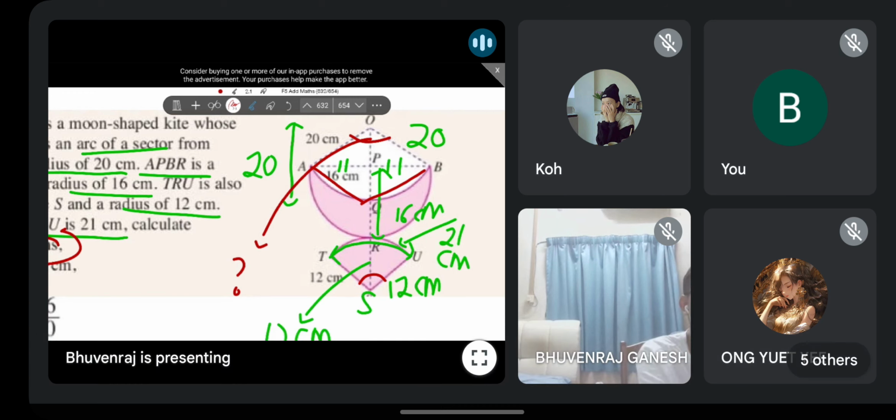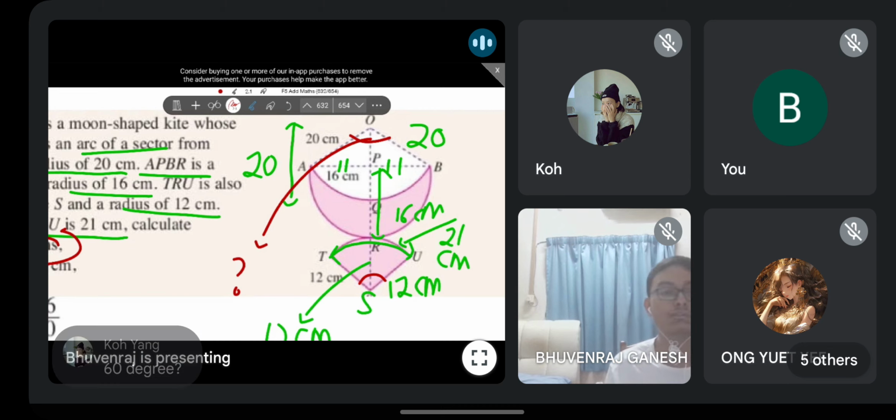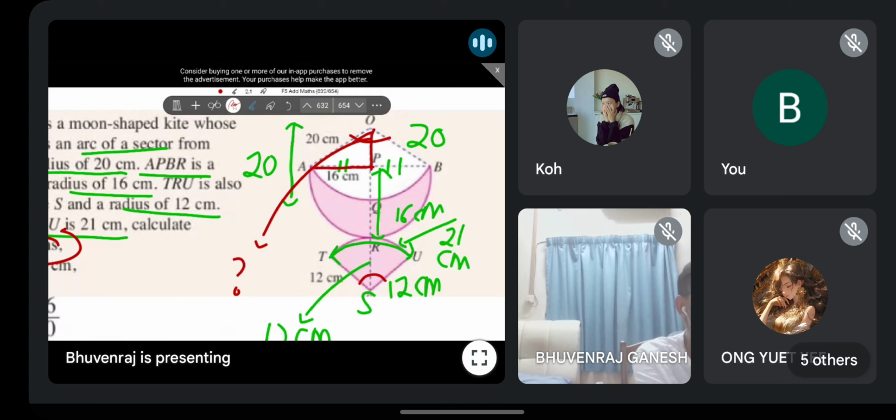So this method, your method is a bit long. Slightly long. So there is a faster method actually. Can you all think of a faster method besides this? We want to make our working as short as possible. 60 degrees. How do you get 60 degrees? Oh, triangle. Okay, Ken, are you referring to this triangle? Okay, that is the correct approach. Yes, very good. So if you refer to Koyang's comment, you can actually use this triangle AOP to find out the angle AOP.